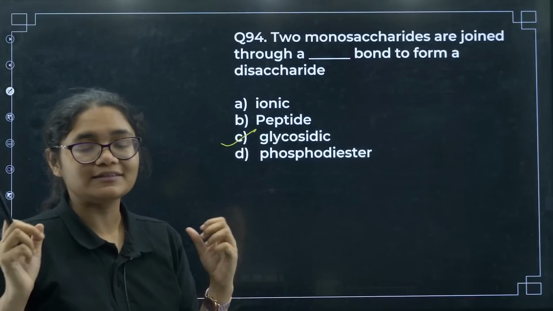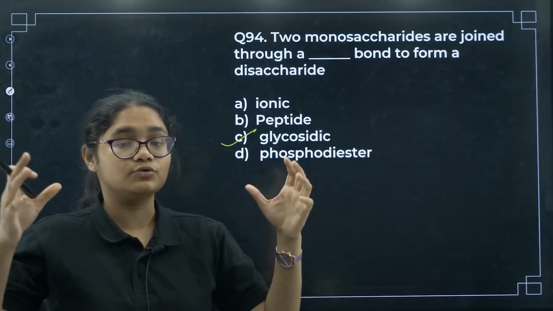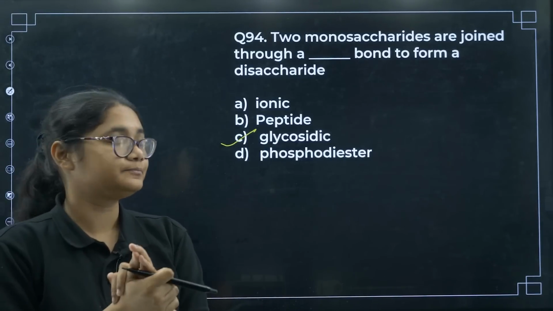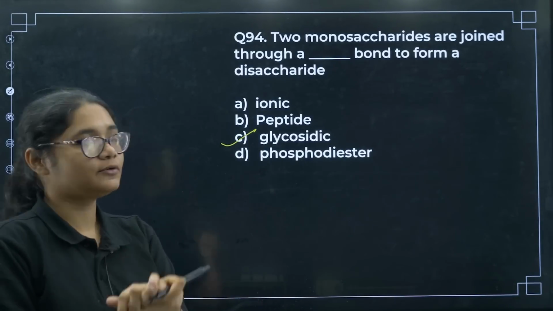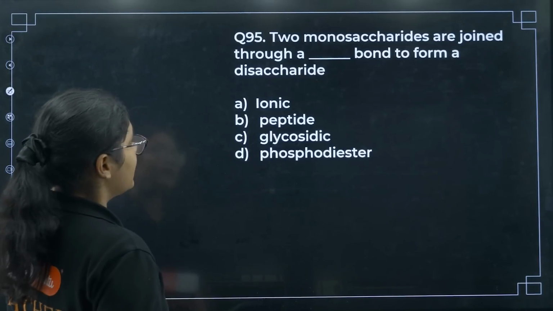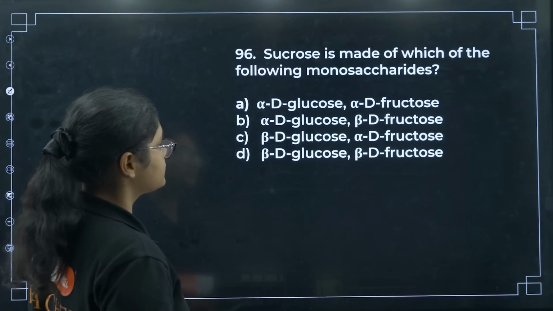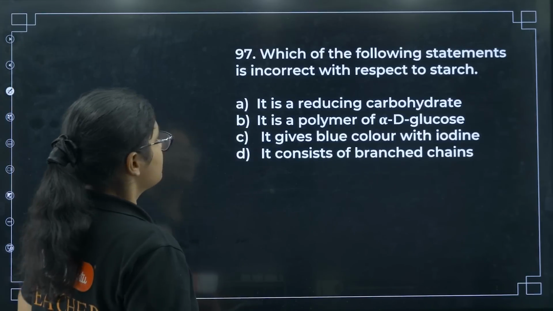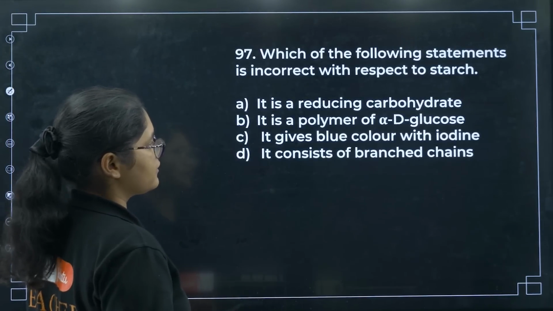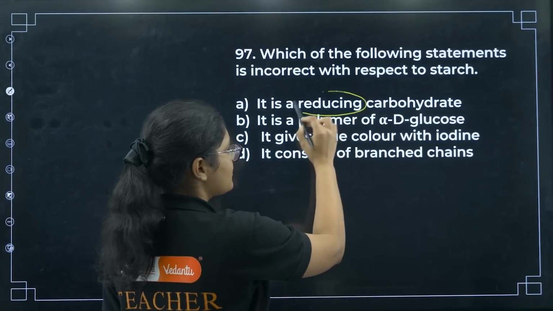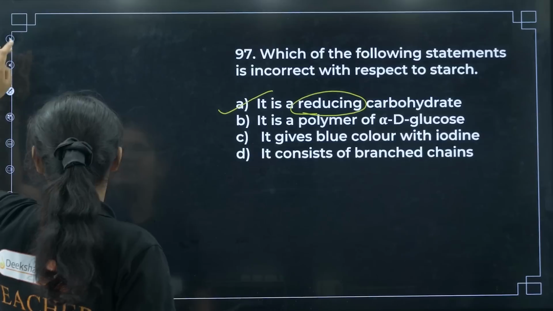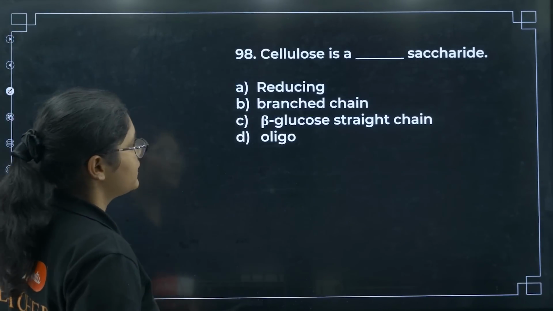Next, two monosaccharides are joined by a glycosidic linkage. Two amino acids are linked by a peptide linkage. Two nucleotides are linked by a phosphodiester linkage. Next, question number 96, sucrose is made up of alpha D glucose and beta D fructose. Which of the following statements is incorrect regarding starch? It is a reducing carbohydrate. No, it is a non-reducing carbohydrate. It doesn't have any free aldehyde group, so option number A.